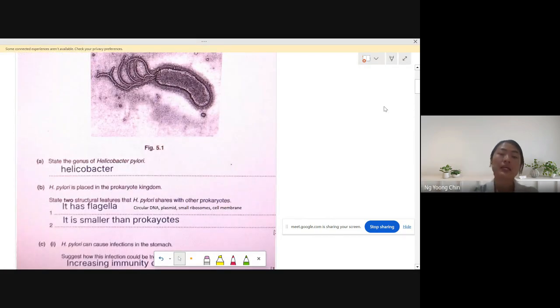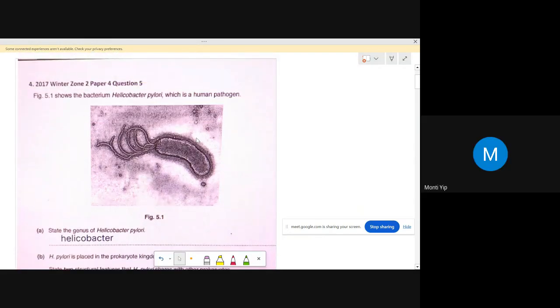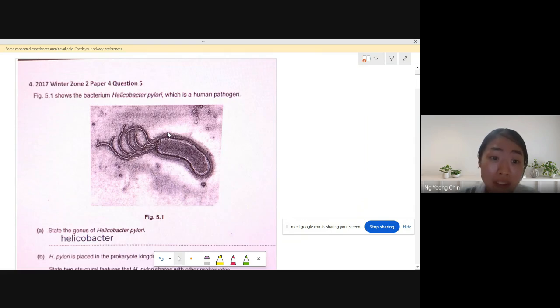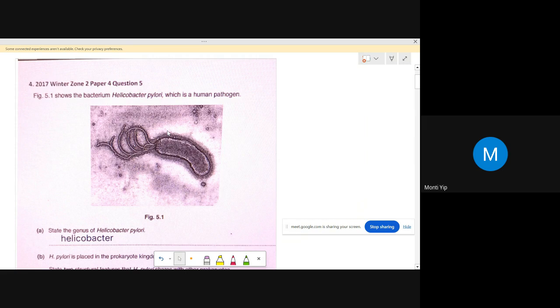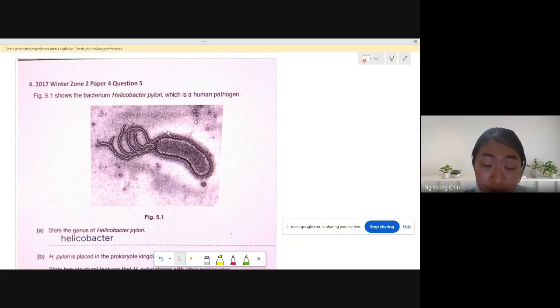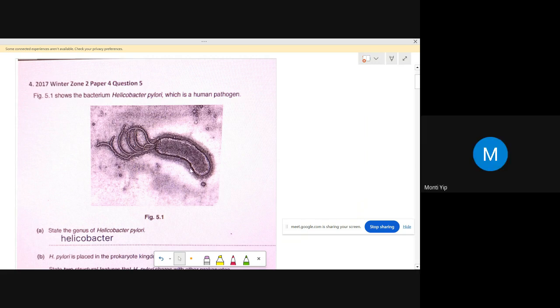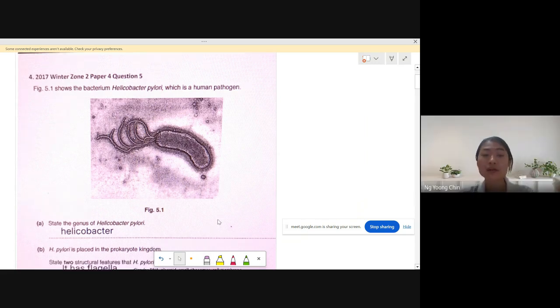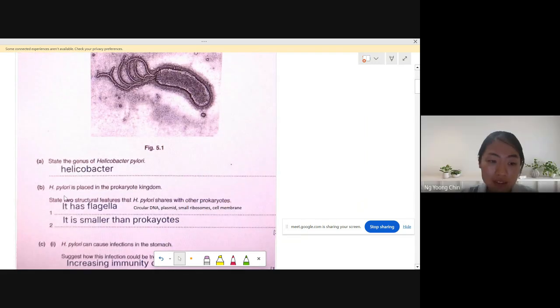This is the first homework that you submitted to me last time. So far, you already know that for Helicobacter pylori, the first one is genus, right? However, you can see all bacteria belong to prokaryotes or eukaryotes? Prokaryote. Yes, it's prokaryote. That's why this bacteria belongs to prokaryote.